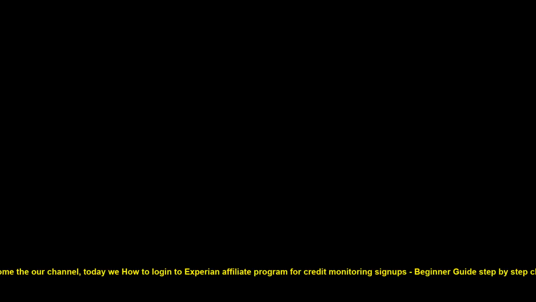Welcome to our channel. Today we show how to log into the Experian affiliate program for credit monitoring signups, a beginner guide step by step, clearly. To begin, open your preferred web browser. In the address bar, type Experian affiliate program and hit enter. Look for the official Experian affiliate program website in the search results. Click on the link to head to the home page.